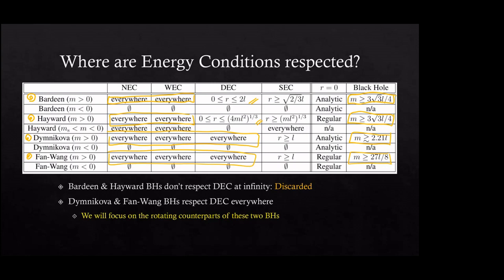And according to Zaslavskii's result, the strong energy condition is violated around the regular center, like this. So this result shows that the Bardeen and Hayward black holes do not respect the dominant energy condition at infinity, so they should be discarded as realistic models. But the Dymnikova and the Fan black holes are more preferable. So we are going to focus on these two non-singular black holes and their rotating counterparts.